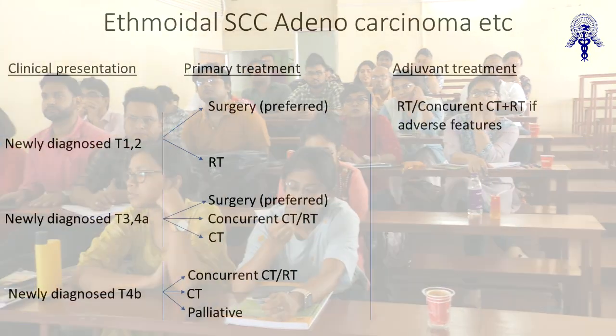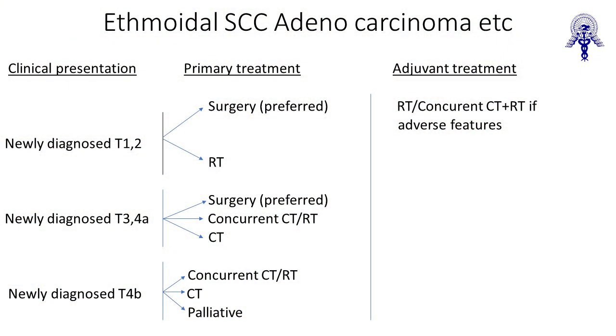So T1 and T2 tumors, preferred treatment is surgery, may be combined with radiotherapy. T3 and T4A, again surgery, concurrent CTRT or chemotherapy. T4B, treatment option is changed, advanced, locally advanced tumor, concurrent CTRT or chemotherapy or palliative treatment. Okay, as the upstaging is going on, surgery is not the treatment of choice.